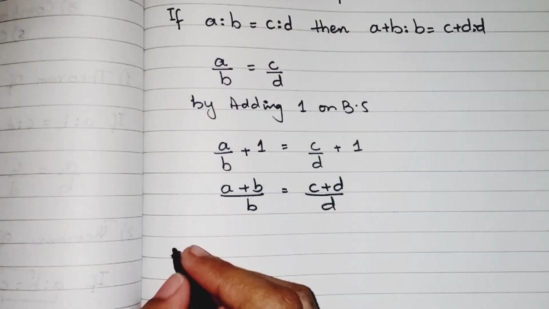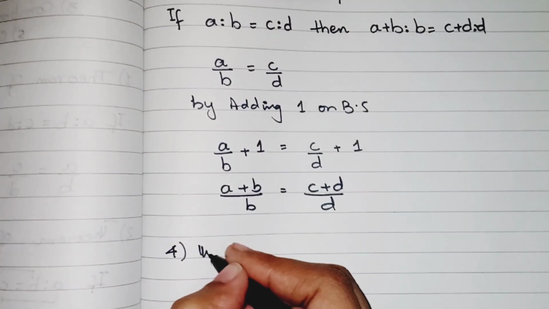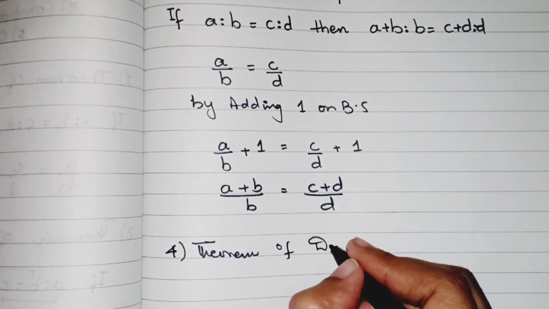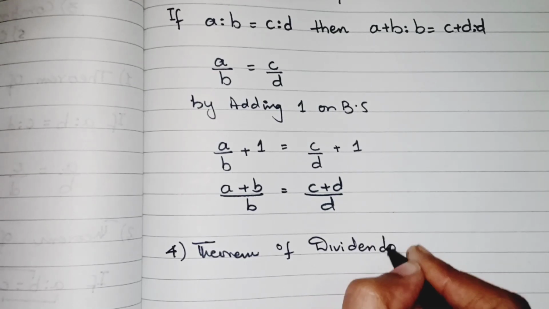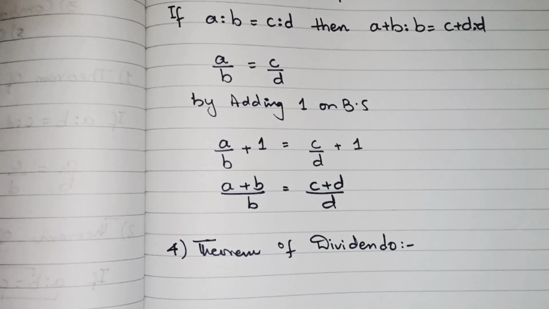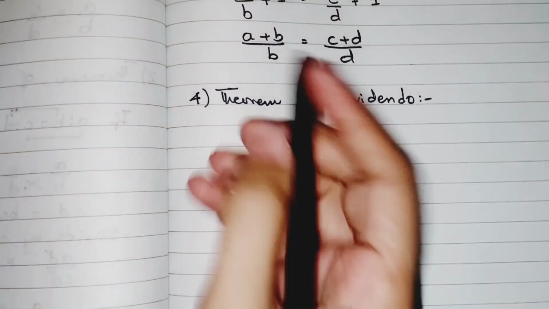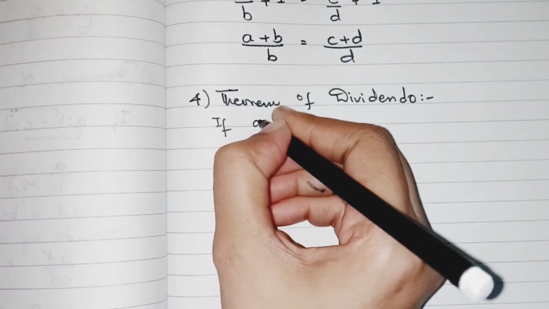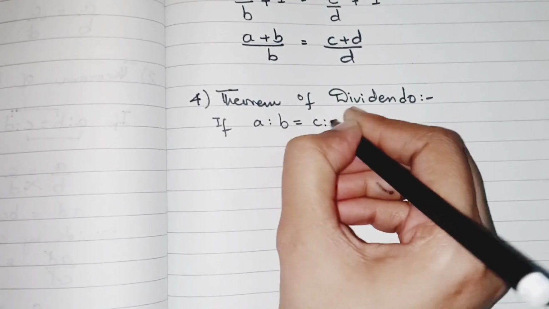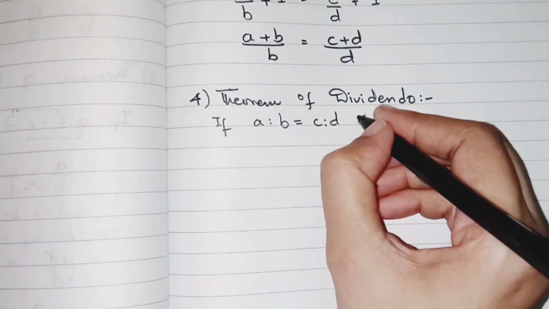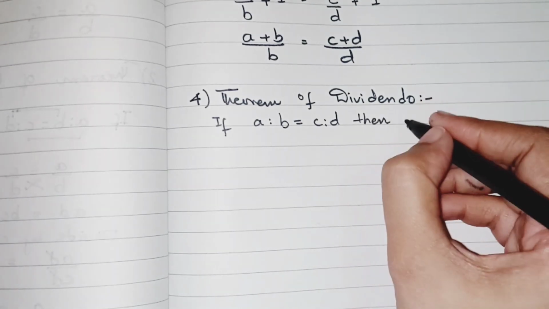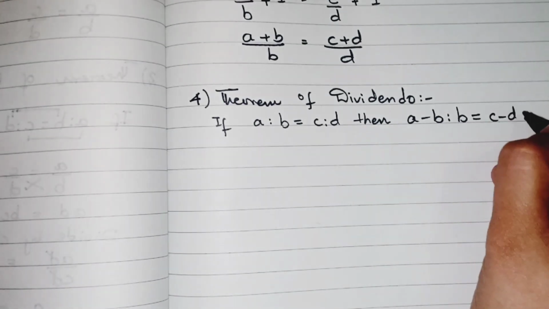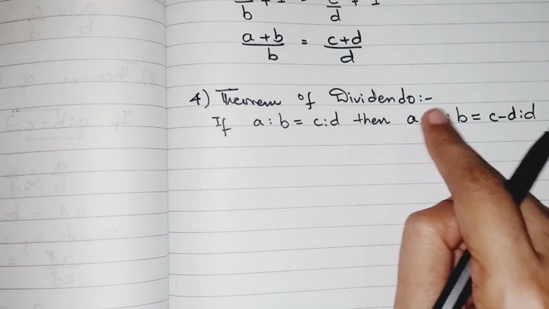Now moving towards the fourth one, which is the theorem of dividendo. According to the statement of the theorem of dividendo, if A ratio B is equal to C ratio D, which is a general proportional statement, then A minus B ratio B is equal to C minus D ratio D. Now instead of plus we are using minus over here.